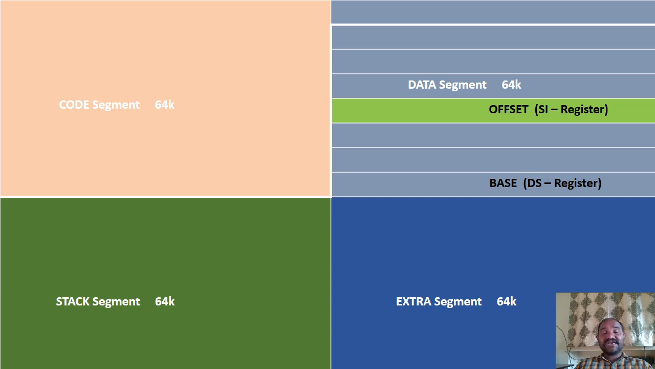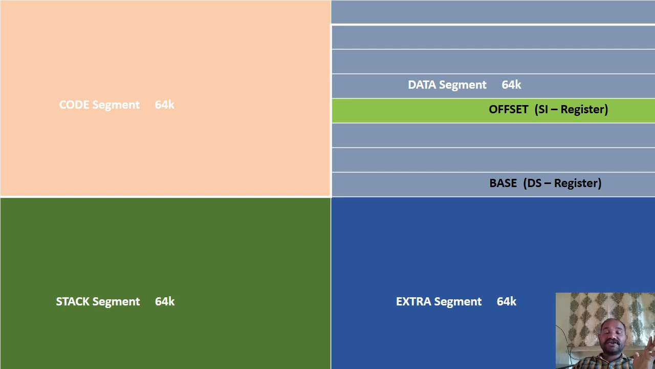Now, the physical address which comes from the 8086 microprocessor is a 20-bit address, which means we have a 20-bit address bus. But in order to access a particular memory location in a particular segment, we require a 16-bit base address and a 16-bit offset address. The question is how exactly these two 16-bit values, the base address of the data segment in the DS register and the SI register, are going to be converted into the 20-bit physical address.